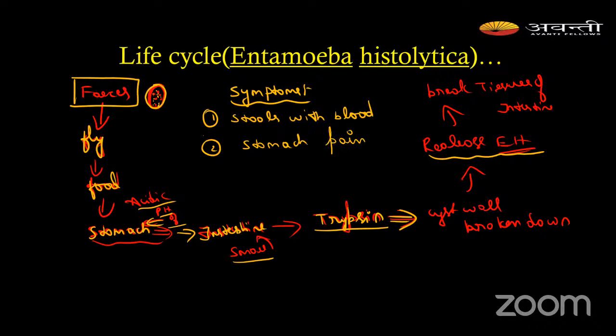Okay, student. So stomach pain and stools with blood, these are all called amoebic dysentery. These are the main symptoms of amoebiosis. So how can we prevent it? By giving medicines.